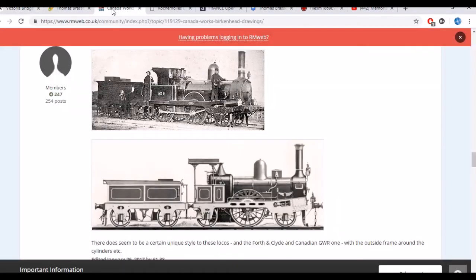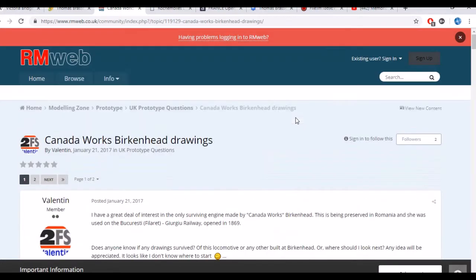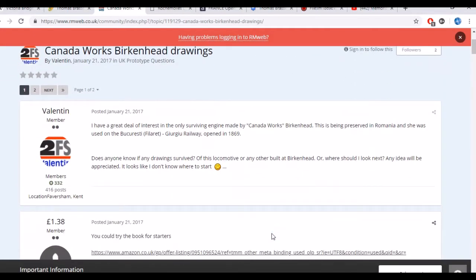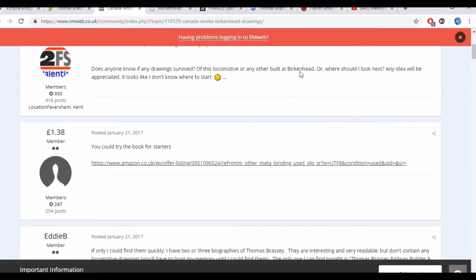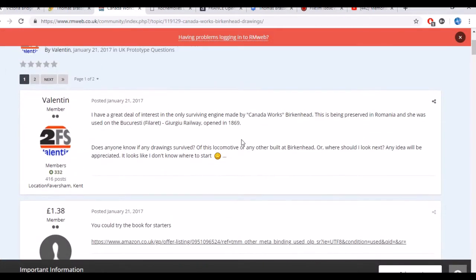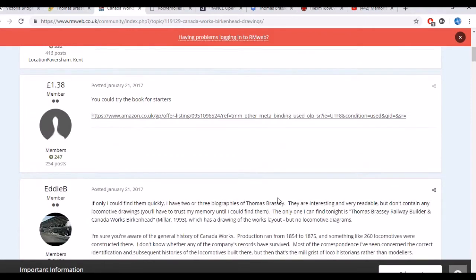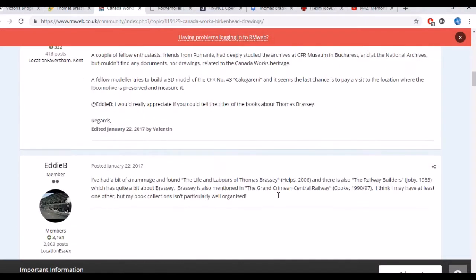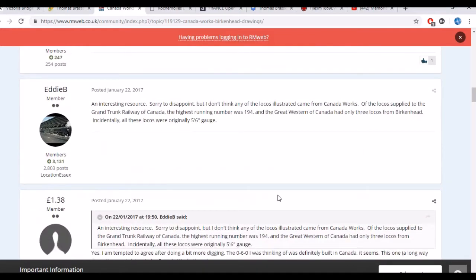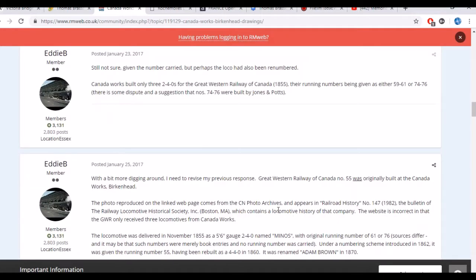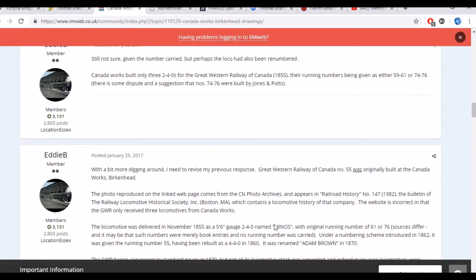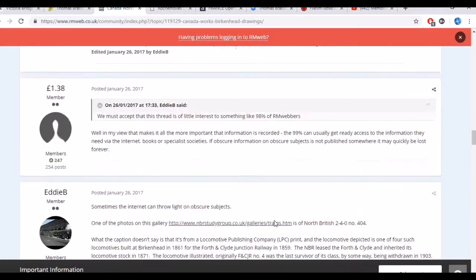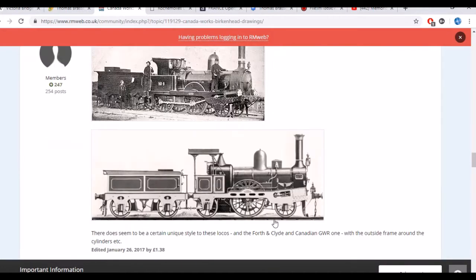Anyway, I found this blog on a site called RM Web, and I think it's a railway enthusiast site. But this guy has a lot of interest in these trains that were built at Birkenhead, but you can't find any drawings, any plans, and very, very few photographs either. And considering it was all done quite late, they can't find anything. They get some information and a few photographs, but considering the number of trains that were built.